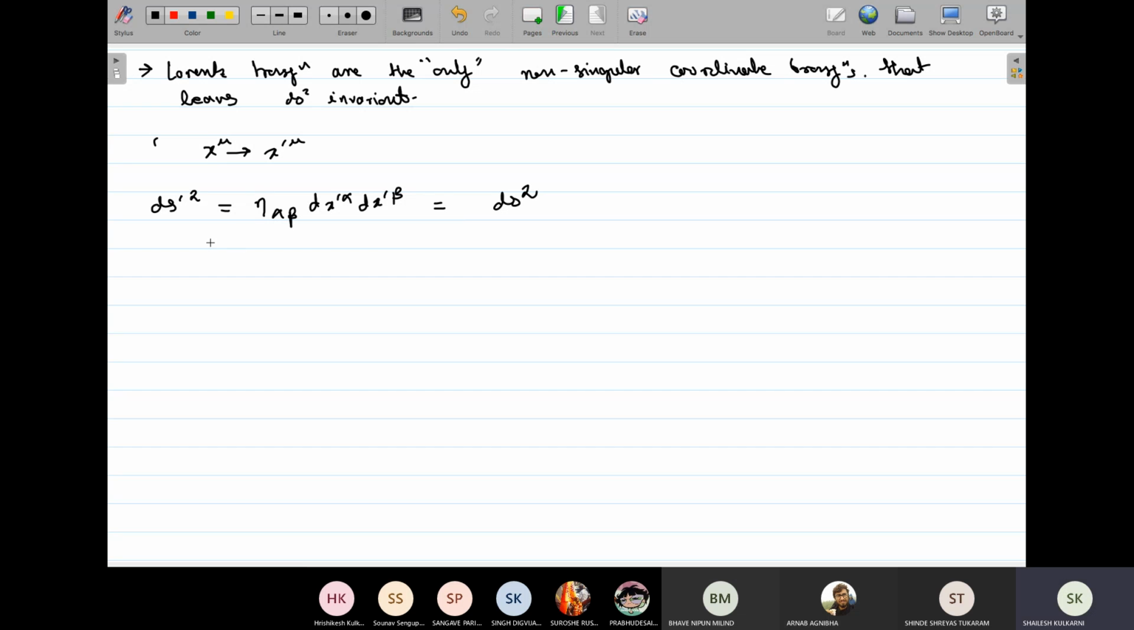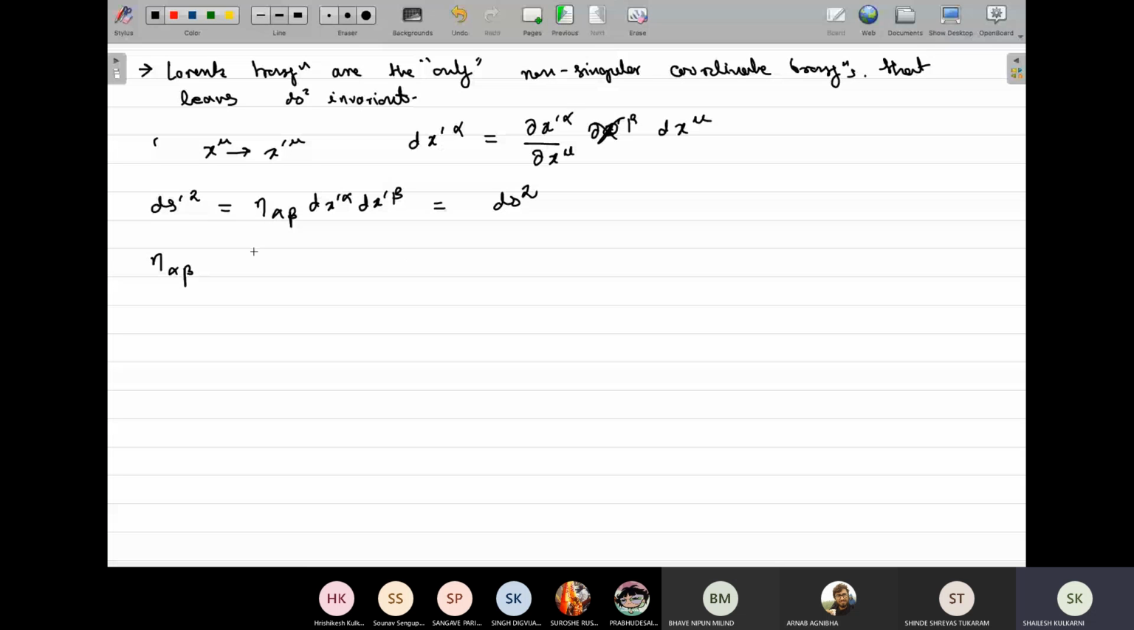Now, under the most general transformation, what would be your left hand side? Eta alpha beta. Tell me what dx prime alpha should be under the most general coordinate transformation. dx prime alpha will be del x prime alpha over del x mu, dx mu.